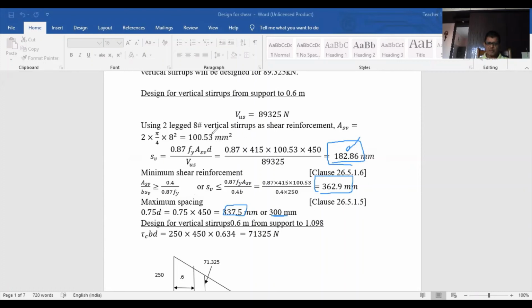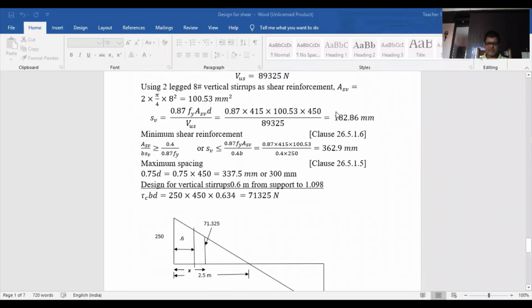So from the support up to 0.6 meter, this is the design. Beyond 0.6 there is no bent up bar, where you have started the bent up bar from here. So after this there are only vertical stirrups. What is the shear strength here for which the vertical stirrups are to be designed? That we have to find out. So next we'll see how to find the value beyond 0.6.